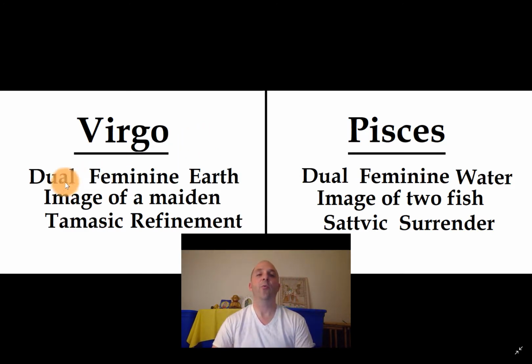So what is this polarity? Well, this is the dual feminine. Both these signs, the only qualities these signs share is being dual and feminine. You'll see that here with both Virgo and with Pisces. So dual, the idea of dual means that, because there's three different modalities. There's movable, fixed, and dual.